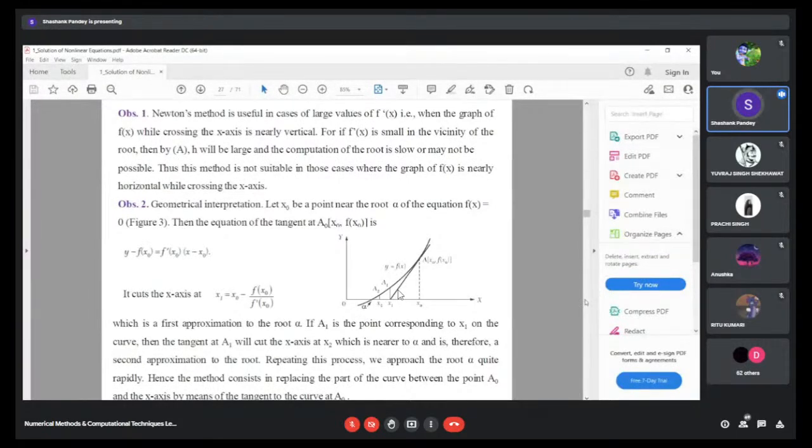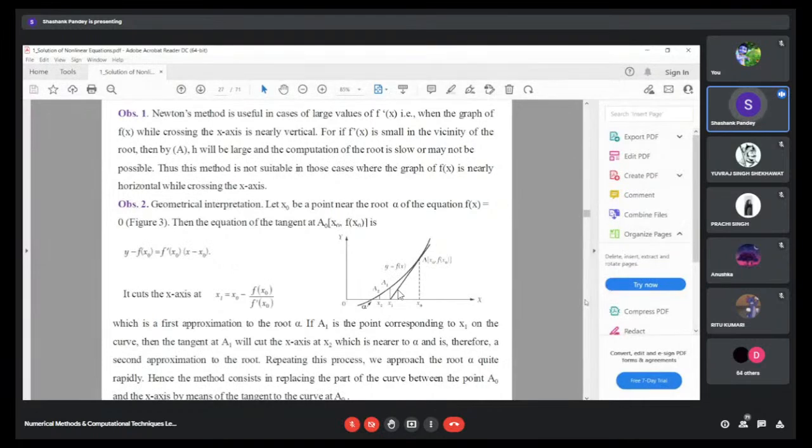You can all see from this graph, the value of the function at point A has corresponding x and y coordinates x0 and f(x0). So we draw a tangent from that point A. It will cut the x-axis at the approximate point x1. So x1 is a close approximation of the root.